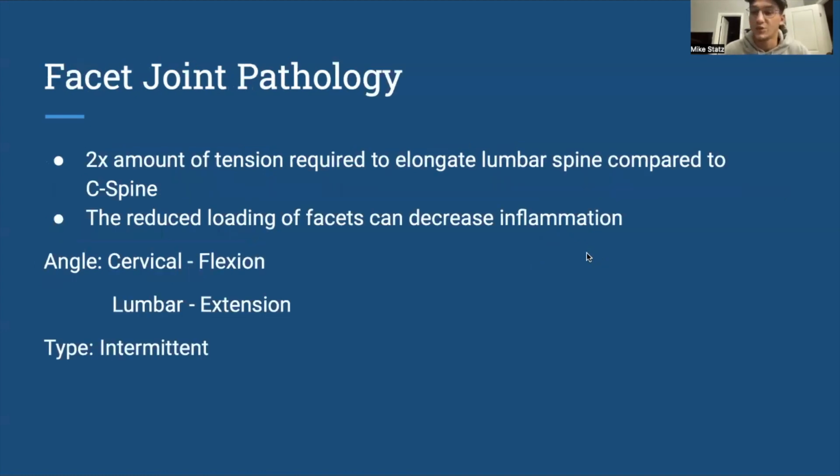Another one we have, facet joint pathologies. When our facets are banging on each other, there's no space in between them. That can be irritating to people. And same type of idea here, where we're just trying to reduce the space. But it will require twice the amount of tension to elongate the lumbar spine compared to the cervical spine. So you don't have to be trying as hard when you're pulling traction on the head or the neck as you would on the legs. And the reduced loading of these facets obviously is going to help to decrease inflammation in the area.